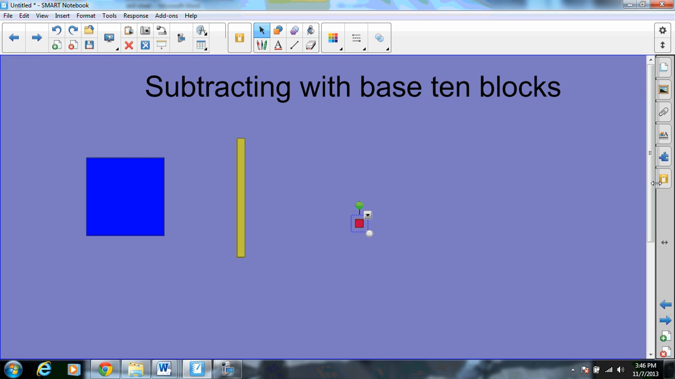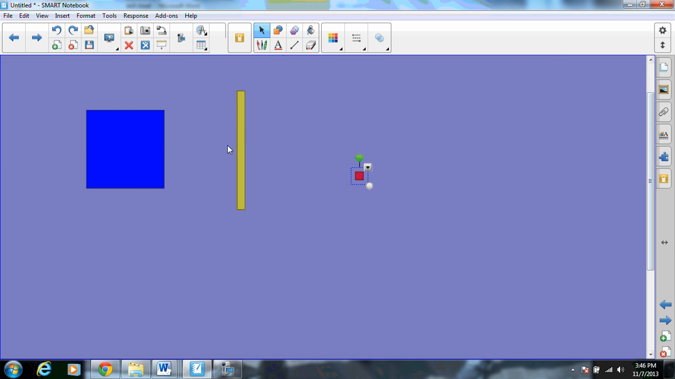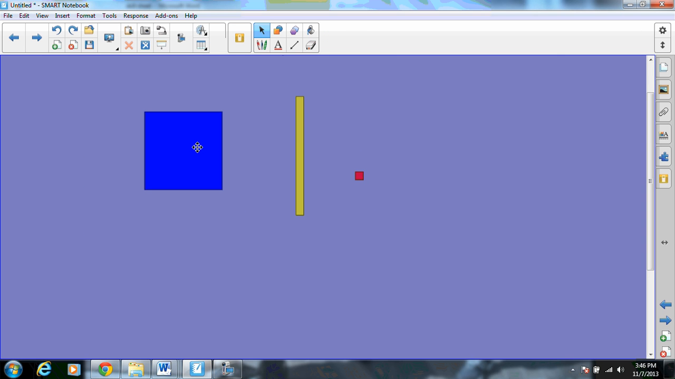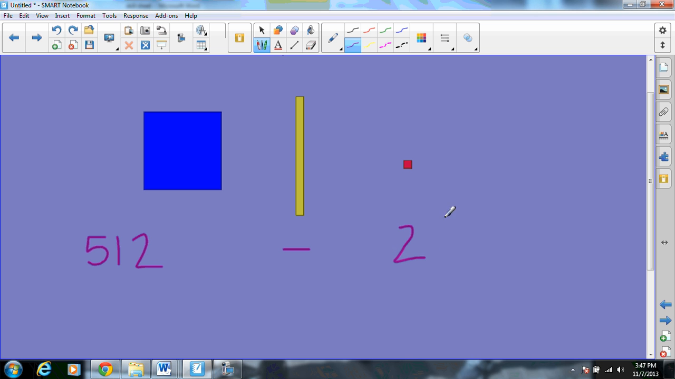Okay, when you are subtracting, you still need to use what you know about regrouping and what you know about place value to help you. So if I was trying to figure out the equation, and this time I'm going to write it out a little bit bigger, 512 minus 262. And you're trying to figure out what that equals.